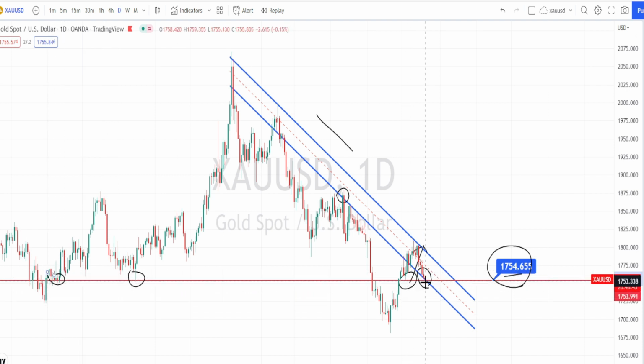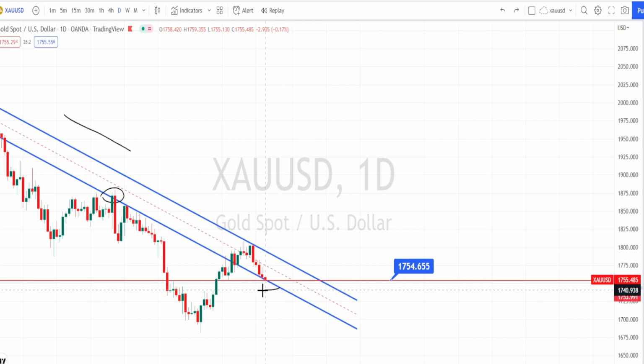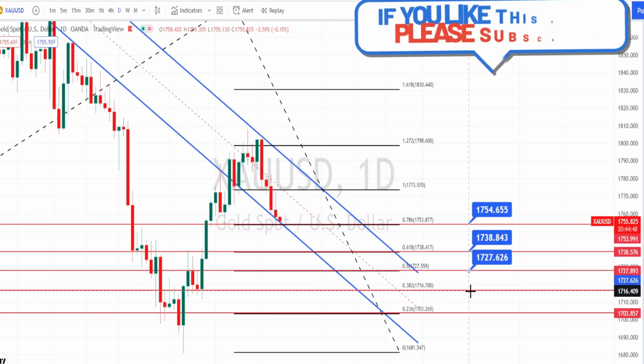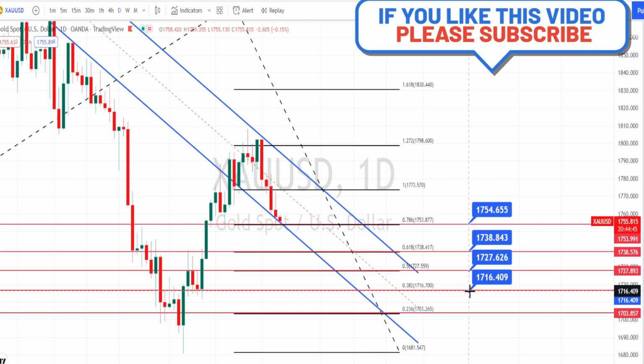Here also this level had acted as a support in the past. So current price action has to break this support level in order to continue its bearish trend in daily time frame. And we have already noticed that today's candle opened below the previous closing candle, which shows a strong bearish trend is still continuing in daily time frame. Once this support level is broken, next level of support is going to be around 1738, and once this support is broken, next level of support is going to be around 1727, and next is going to be around 1716.